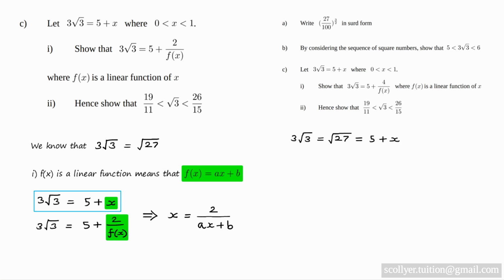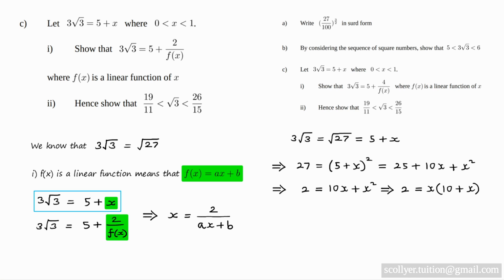So we have 3 root 3, which equals root 27, equals 5 plus x. And we can get rid of the unpleasant square roots by squaring both sides to give 27 equals 5 plus x all squared, which squares out to be 25 plus 10x plus x squared, which becomes 2 equals 10x plus x squared on subtracting 25 from both sides. And we can factor that expression into x times 10 plus x. So we have that 2 equals x times 10 plus x.